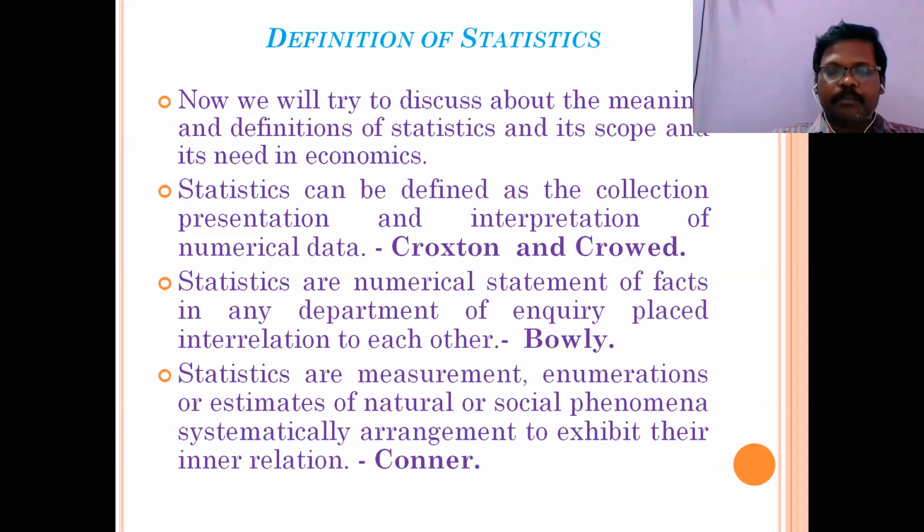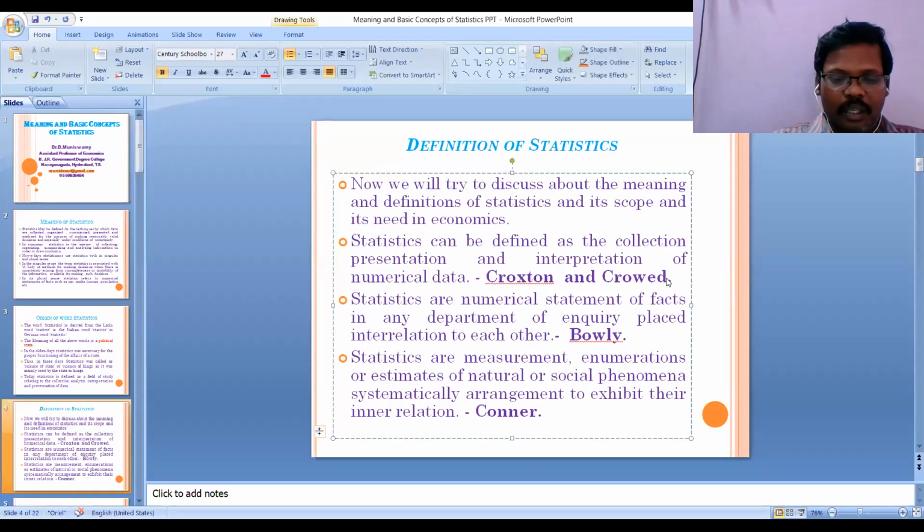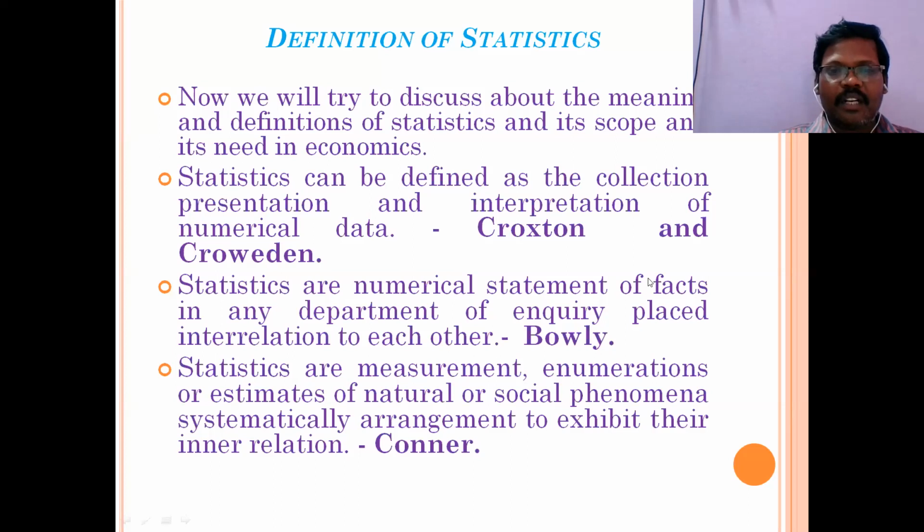First, Croxton and Crowden are two important people. Both of them defined statistics in different ways, with different terminologies. According to Croxton and Crowden, statistics can be defined as the collection, presentation, and interpretation of numerical data.